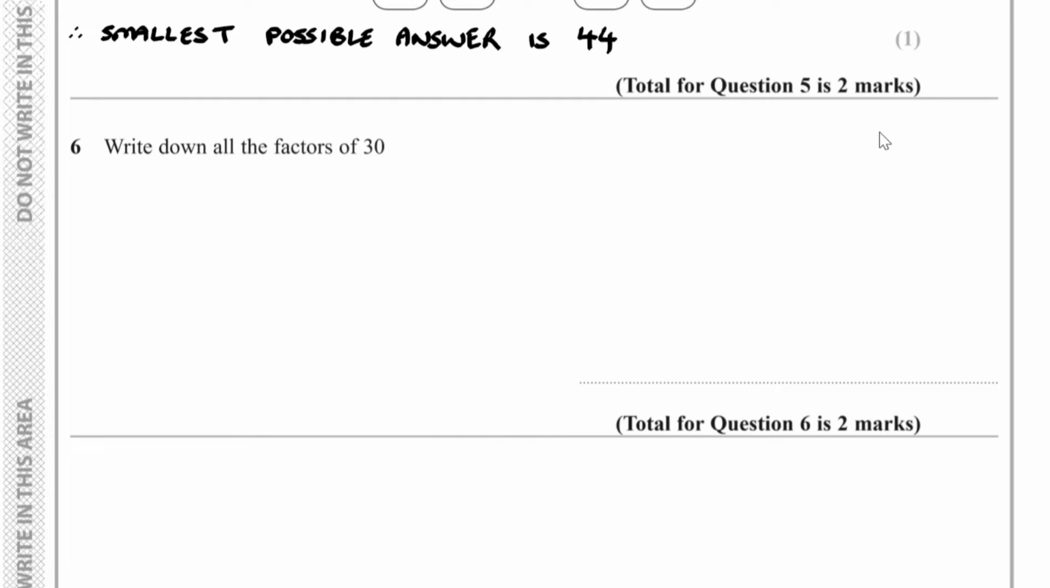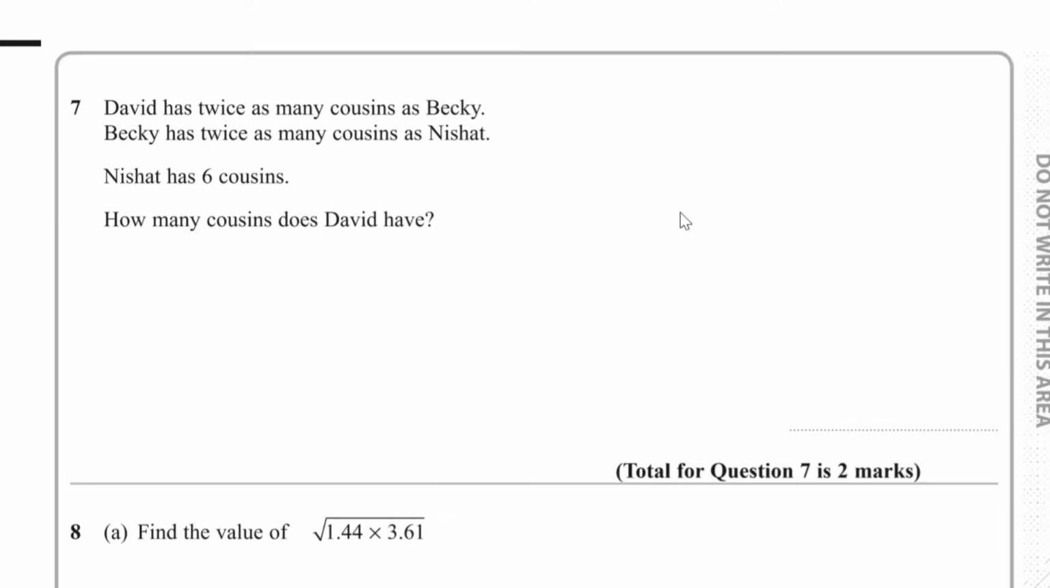Question number 6, we have to write down all the factors of 30. 1 times 30 gives 30. 2 times 15 gives 30. 3 times by 10 gives 30. 5 times by 6 gives 30. Here are all the factors of 30.